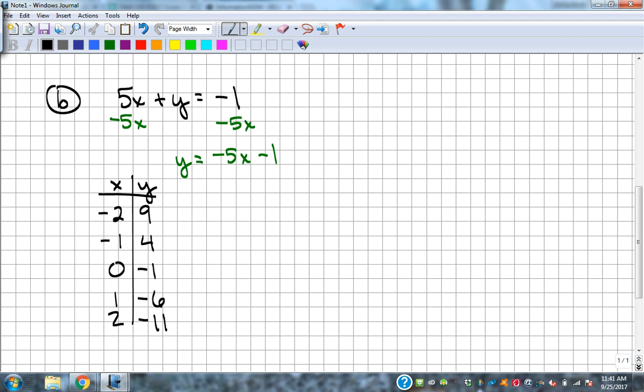Right? So this one goes a pretty good ways on the y-axis, because -11 is your lowest value and your highest y value is 9, so it's pretty tall. It's like 20 blocks tall. So that's a pretty good size graph. So you just have to make sure you have a tall y-axis. And then the x-axis, kind of generic on that. Plot your points: -2, +9; -1, +4; 0, -1; 1, -6; 2, -11.